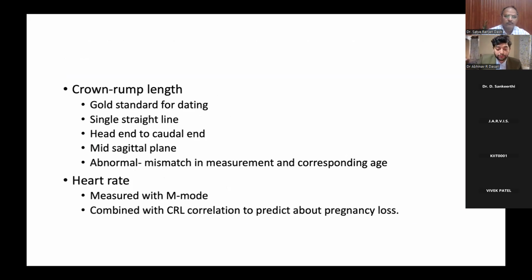Heart rate of the pregnancy is also measured, with a mode called M mode. It is called motion mode. We have a motion mode in our ultrasound machines. It senses motion in the echogenic features, and it gives us the heart rate of the fetus.